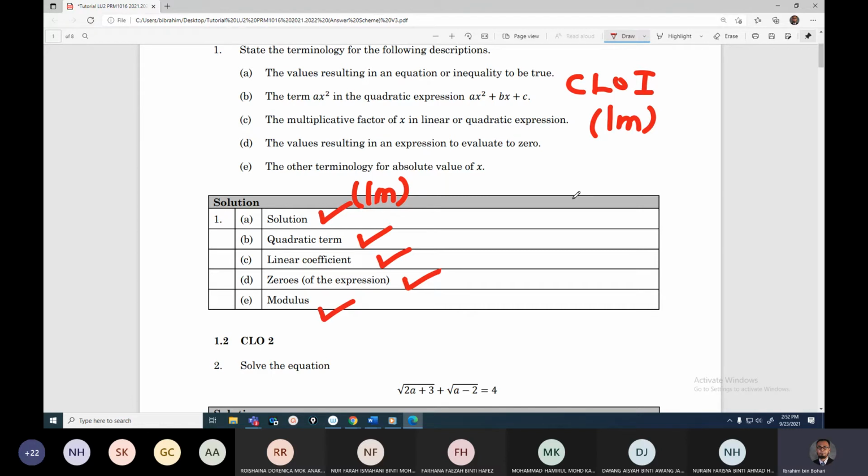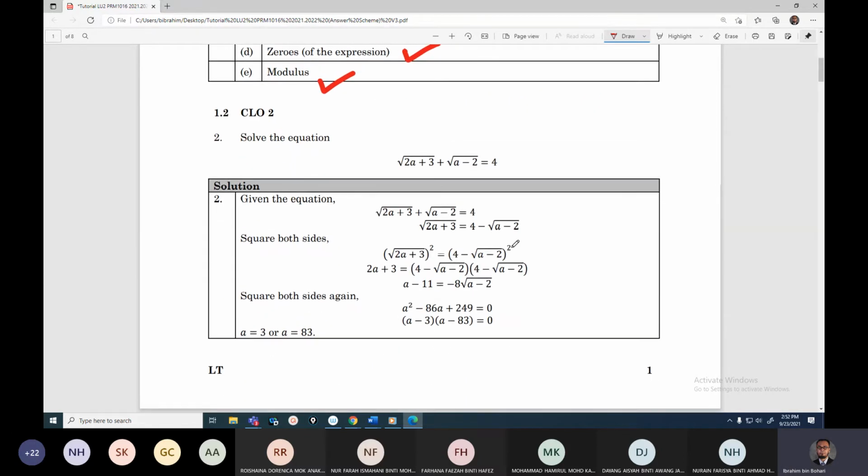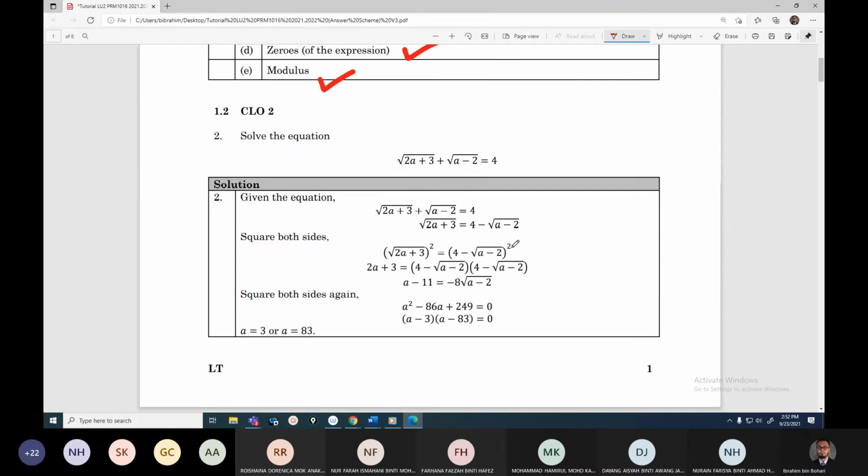Okay, question 1, check answer. Ini mudah saja. Tak perlu discuss. Question 2, set 2a plus 3 plus set a minus 2 equals to 4. Okay, so here equals to the set 2a plus 3 equals to the 4 minus set a minus 2 and squaring both side. Okay, squaring both side. A minus 11 equals to the negative 8, set a minus 2, and squaring both side again.